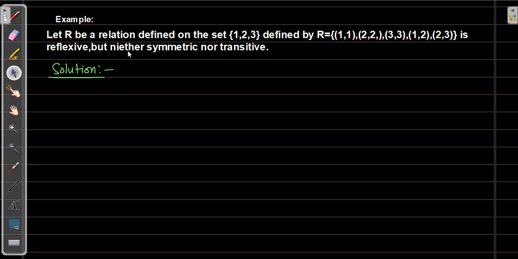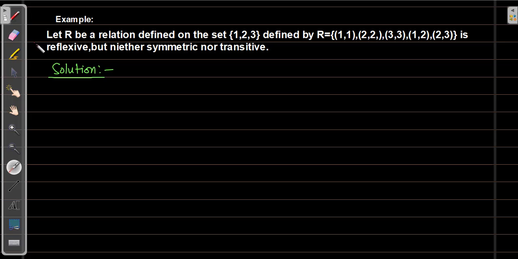Let R be a relation defined on the set {1, 2, 3}. That relation is defined by 1 is related to 1, 2 is related to 2, 3 is related to 3, again 1 is related to 2, and 2 is related to 3. This relation is defined on the set {1, 2, 3}. And we have to show that this relation is reflexive but neither symmetric nor transitive.